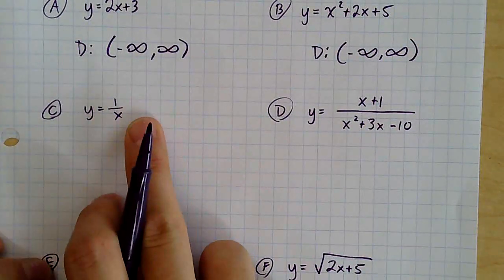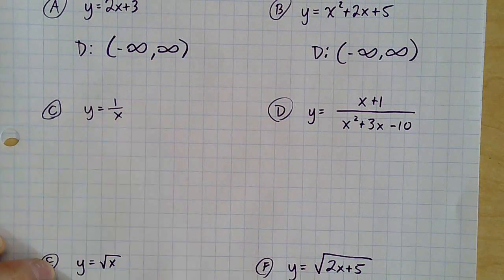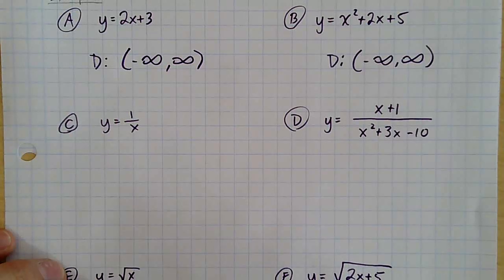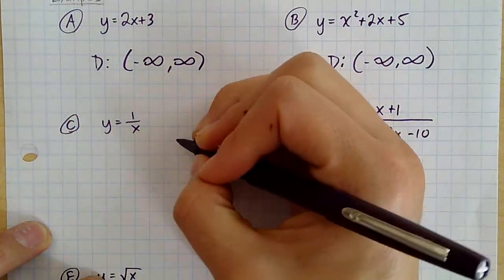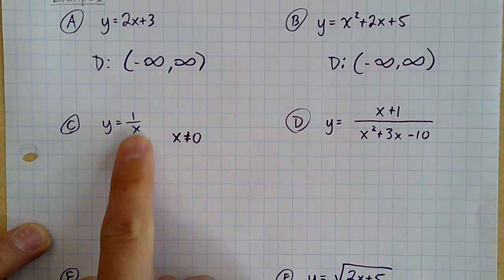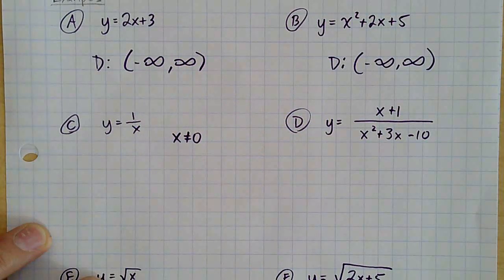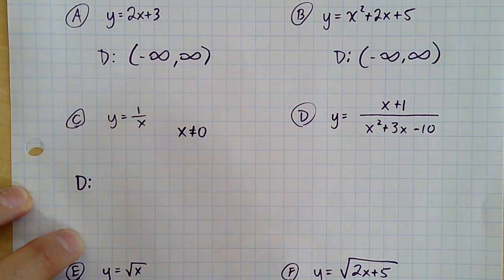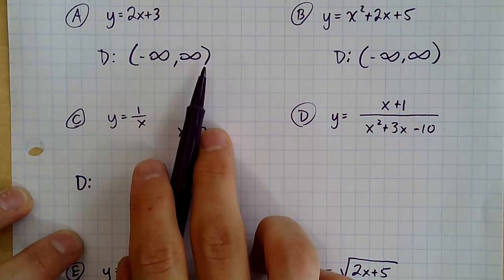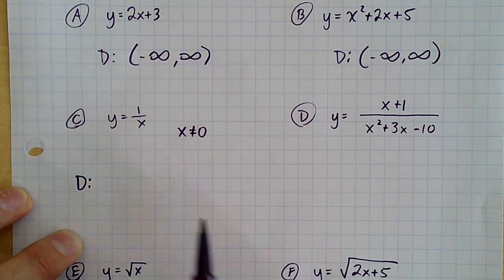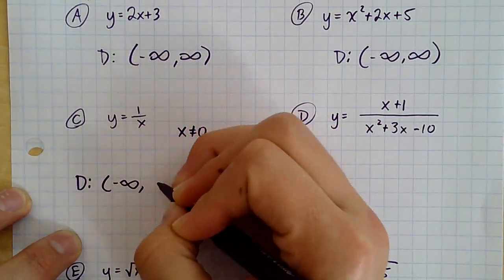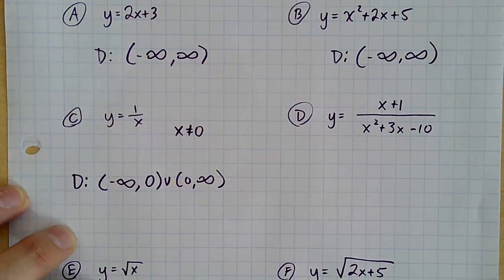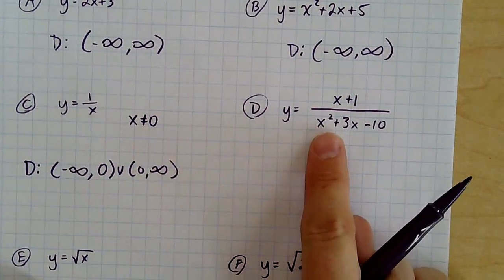Here we have this rational function, 1 divided by x. Again, we have the rule that we cannot divide by 0, which means we could make x any number we want except 0. X cannot be 0 because that would break our divide by 0 rule. 1 divided by 0 is undefined. To write that in interval notation, we're still going to go from negative infinity to infinity. We're going to have to leave a little gap at 0. So that would look like this.